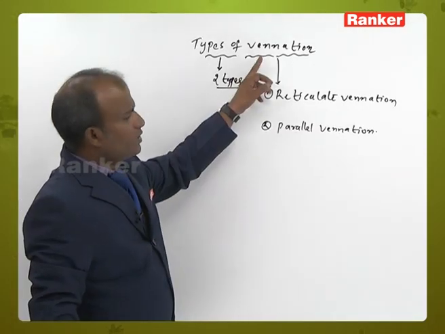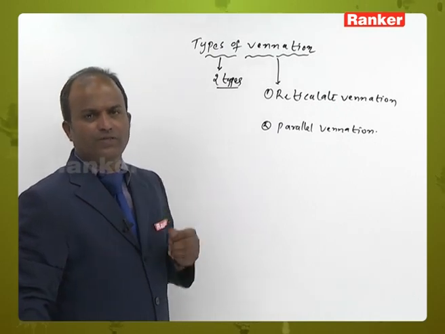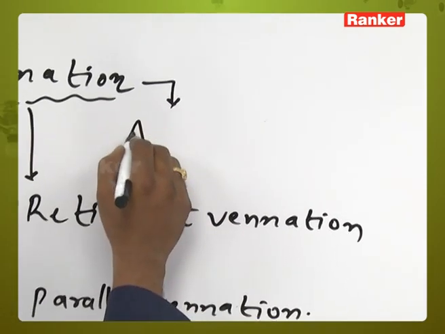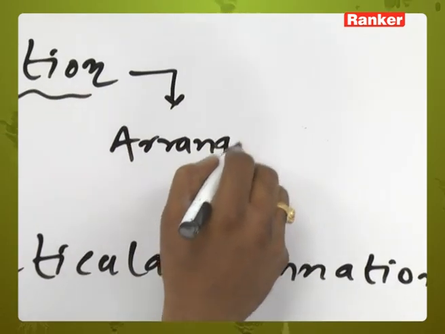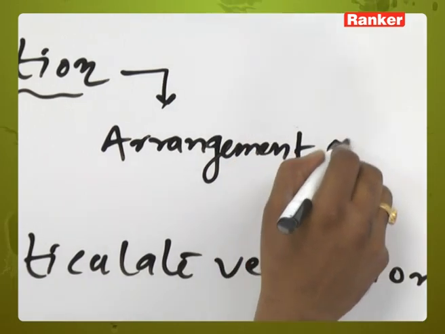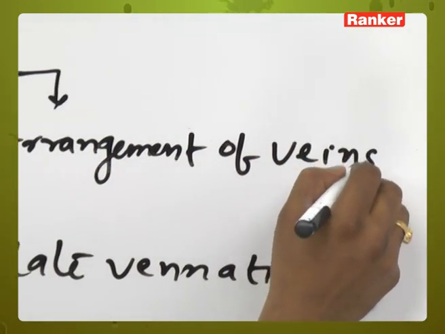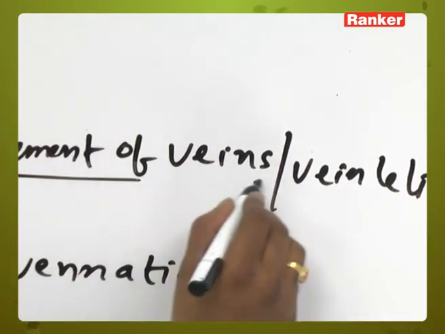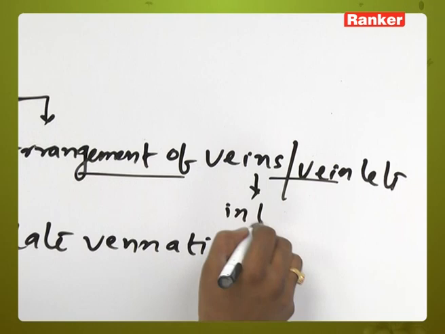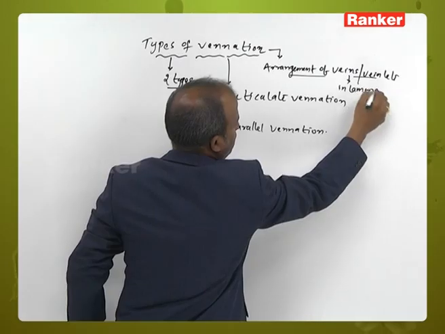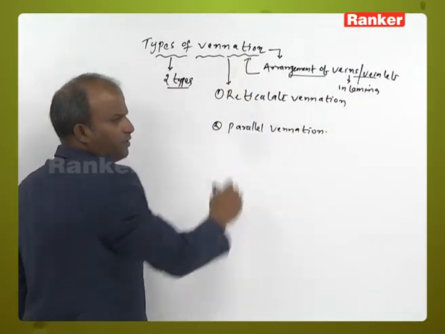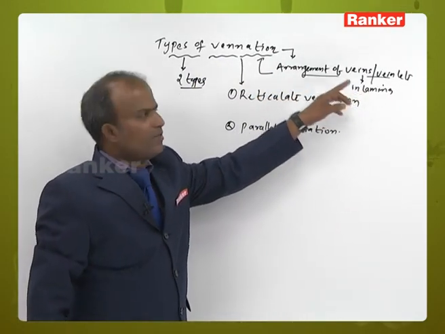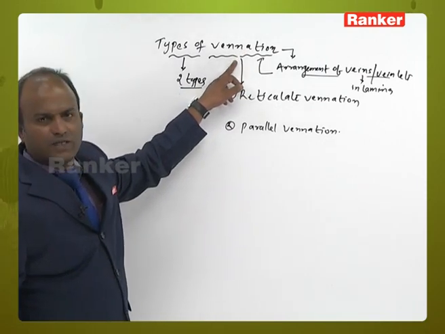First, we will discuss what is meant by venation. What is the definition of venation? It is the arrangement of veins and veinlets in the lamina. In which part of the leaf? In the lamina itself. Venation means the arrangement of veins and veinlets in the lamina; that is called venation.